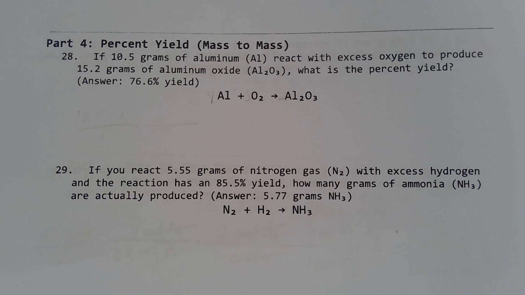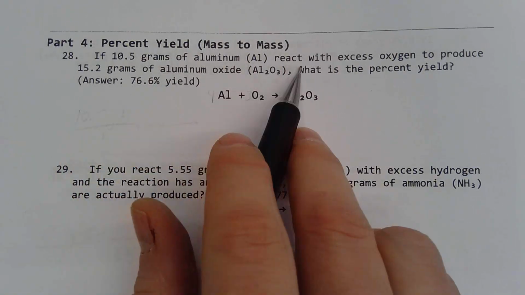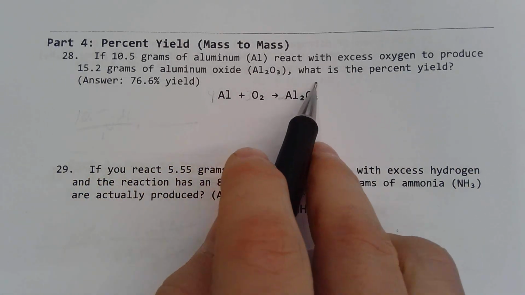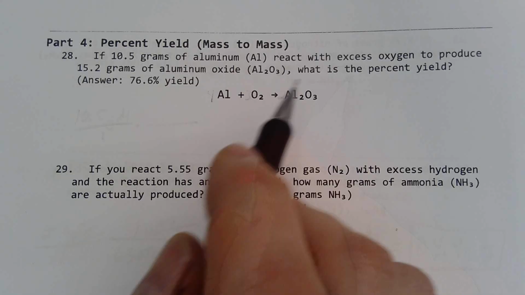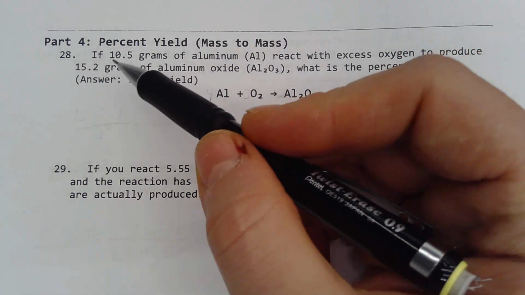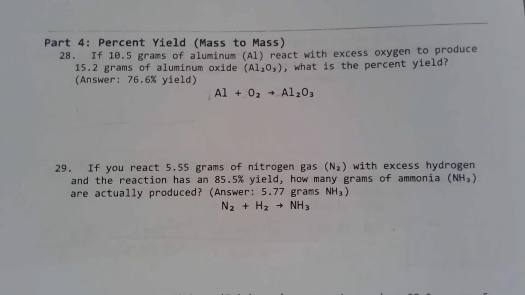Problem of doing a percent yield stoichiometry type problem. We're going to go from mass to mass, and let's go ahead and get started. The question's asking, if 10.5 grams of aluminum react with excess oxygen to produce 15.2 grams of aluminum oxide, what is the percent yield? One of the problems with this to get started is you now have two values to start from, and you don't necessarily know which one to go with.